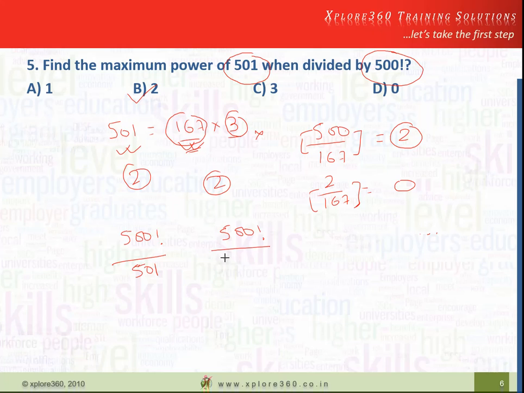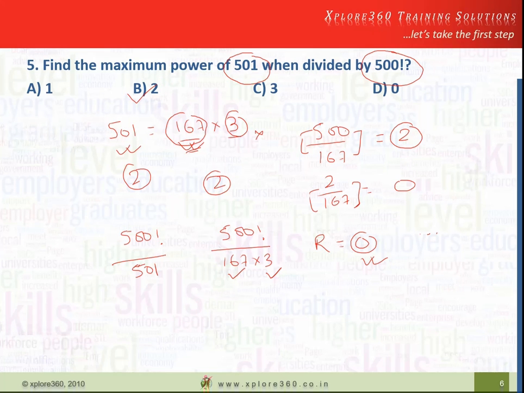Why? Because of 500 factorial divided by 167 into 3. In 500 factorial you will get 167. In 500 factorial you are going to get 3 as well. So here the remainder is 0. 500 factorial is going to be divisible by 167 and 3, so by 501. So the remainder is 0. So that is another question which can be asked in the paper.